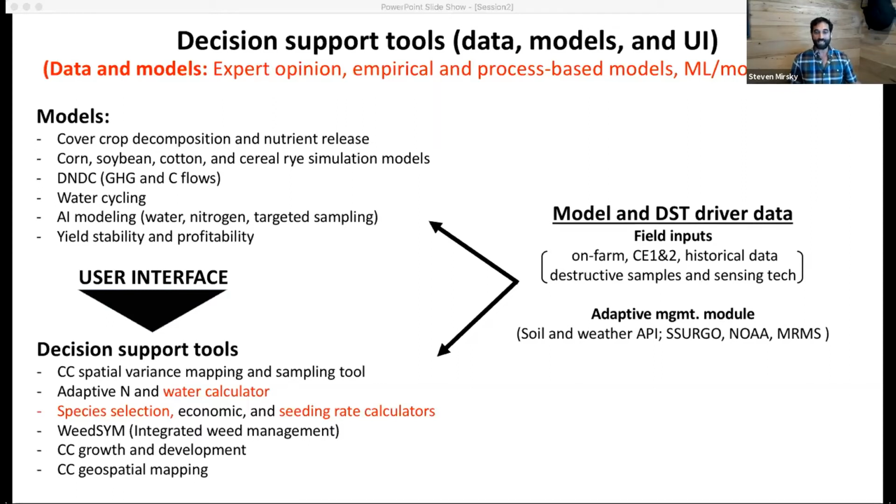But we are also developing adaptive management modules. So this is where there is a lot of weather data that's publicly available through NOAA, MRMS, but these are not machine readable and usable for our modeling systems, right?